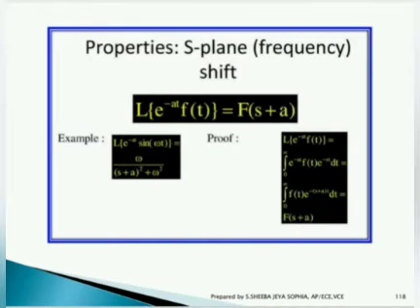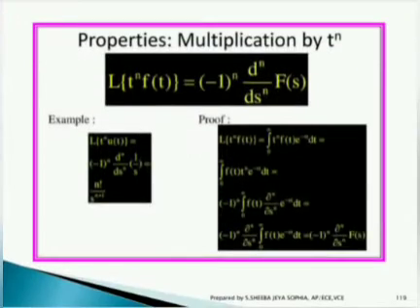In the s-plane, there is frequency shift: L of e^(-at) f(t) is equivalent to F(s+a) in the frequency domain. Multiplication by t^n: L of t^n f(t) is equivalent to (-1)^n d^n/ds^n of F(s).